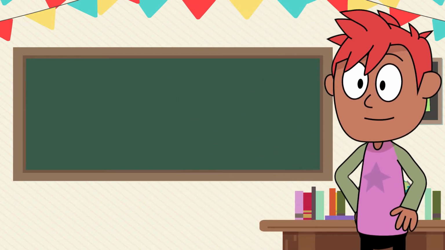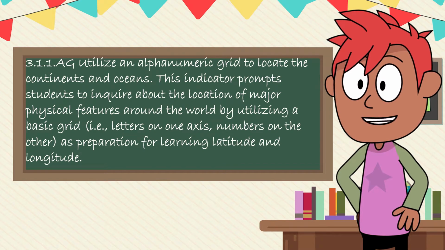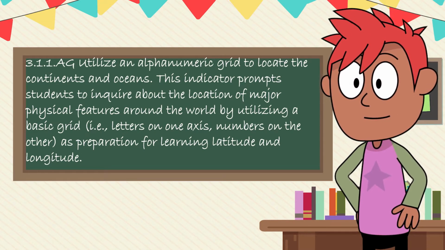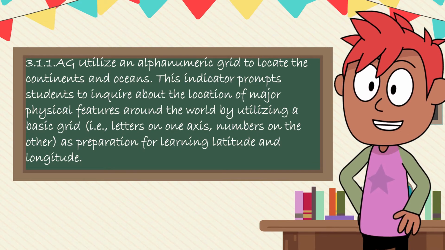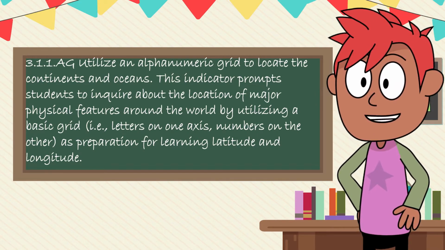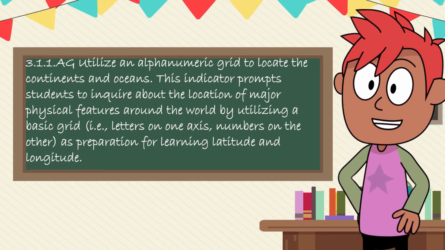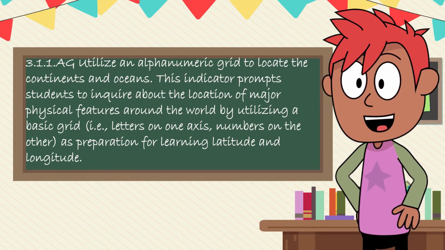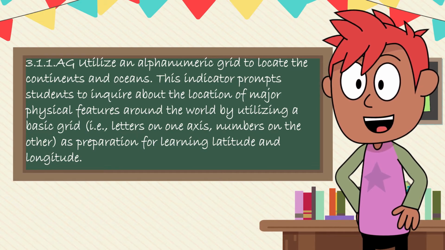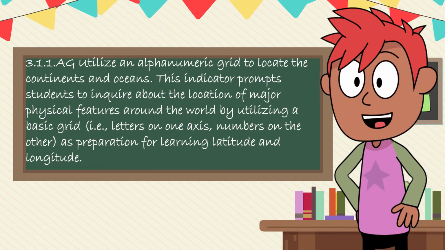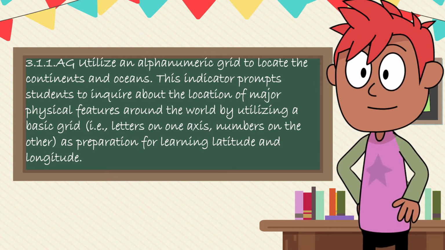It is 3.1.1 AG, which states to utilize alphanumeric grid to locate the continents and oceans. This indicator prompts students to inquire about the location of major physical features around the world by utilizing a basic grid. For example, letters on one axis, numbers on the other, as preparation for learning latitude and longitude.